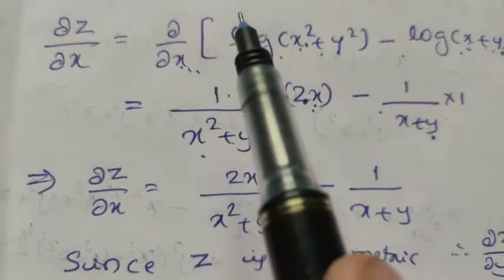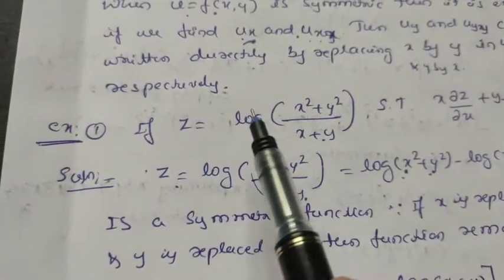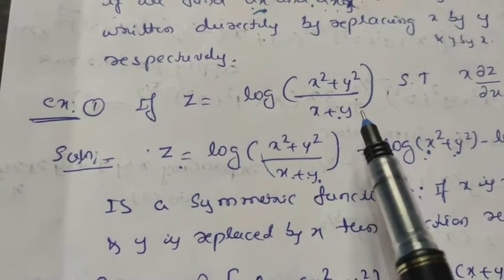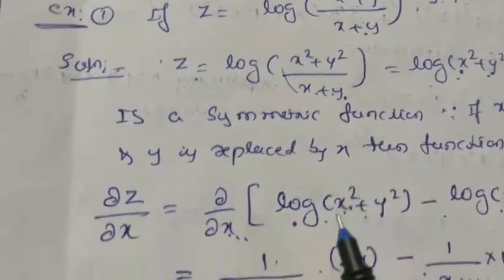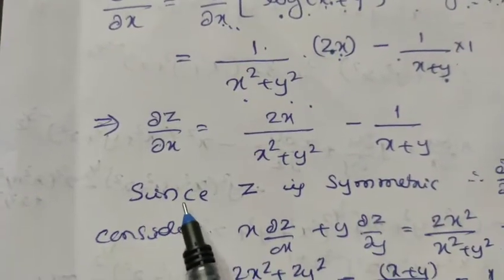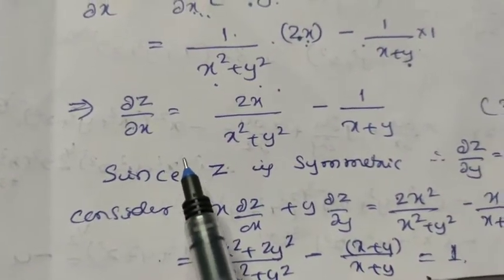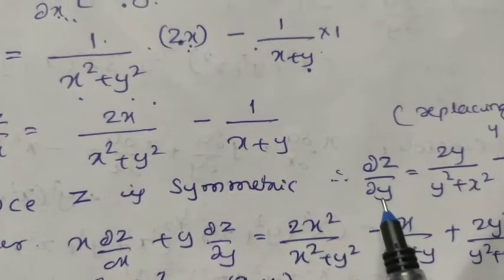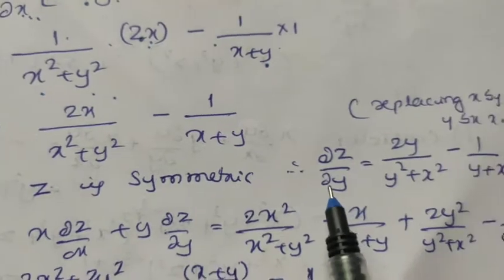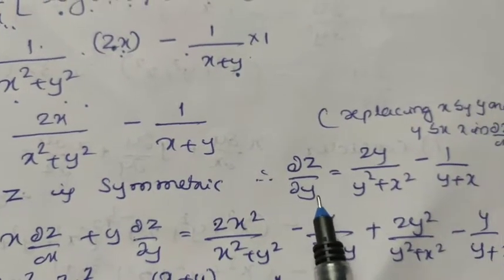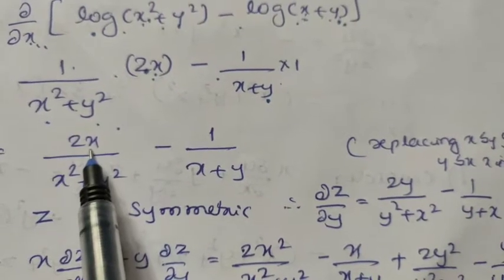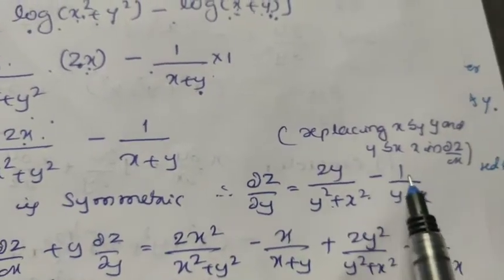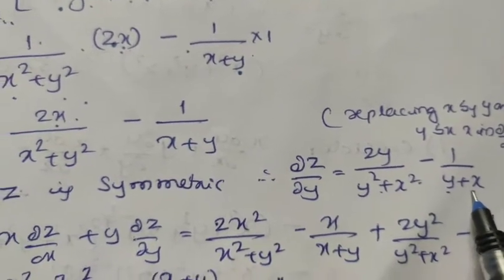Since we have seen here that z is a symmetric function, it doesn't make any difference if you replace x by y and y by x. Therefore, there is no need to find dou z by dou y. Here we just replace x by y and y by x in dou z by dou x, and we will get dou z by dou y. So dou z by dou y is equal to 2y divided by y square plus x square minus 1 divided by y plus x.